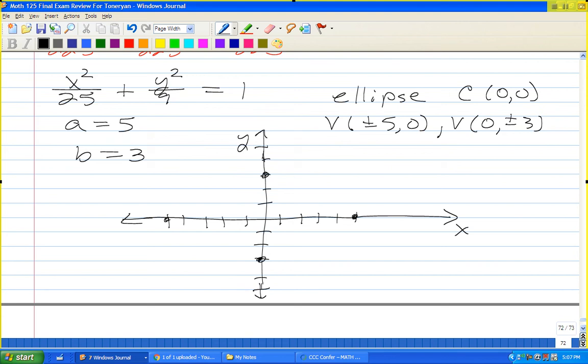And so my ellipse should look something like this, if I can draw it, not too bad. Okay. And so the center is at the origin, and you have here 5 and 3. And those are your vertices and your center.